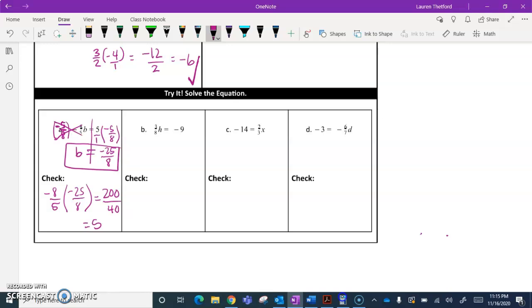So since we got our answer to equal 5 and it says the equation should also equal 5, we know that we got our answer right. b is negative 25/8.